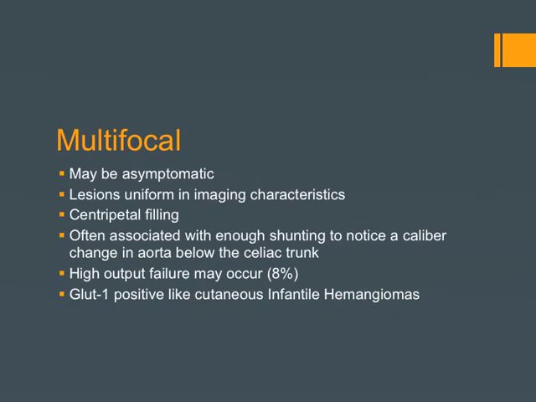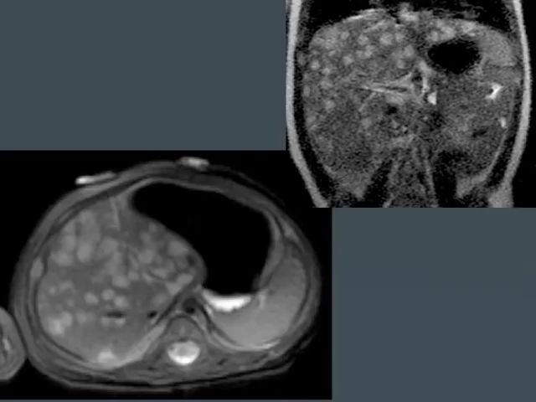Multifocal lesions are often asymptomatic. Lesions are usually uniform in imaging characteristics, demonstrate centripetal filling on MRI or CT scan, and are often associated with shunting and a noticeable caliber change in the abdominal aorta below the celiac trunk. High output failure may occur and is seen in up to 8% of these infants. These lesions are GLUT1 positive.